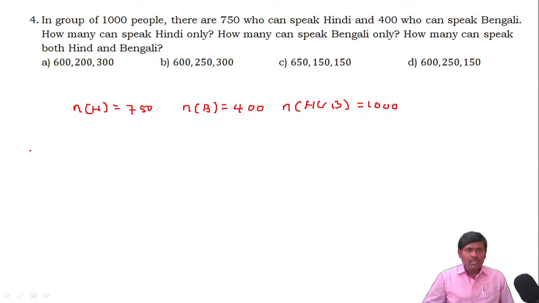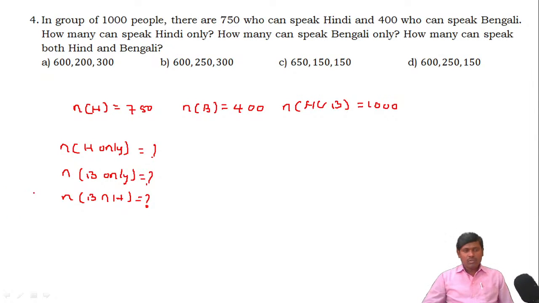So what solutions do we require? How many can speak Hindi only? That is n of H only, which is question mark. Then n of Bengali only, n of B only, which is question mark. And the third one is how many can speak both Hindi and Bengali, that is B intersection H, which is question mark.